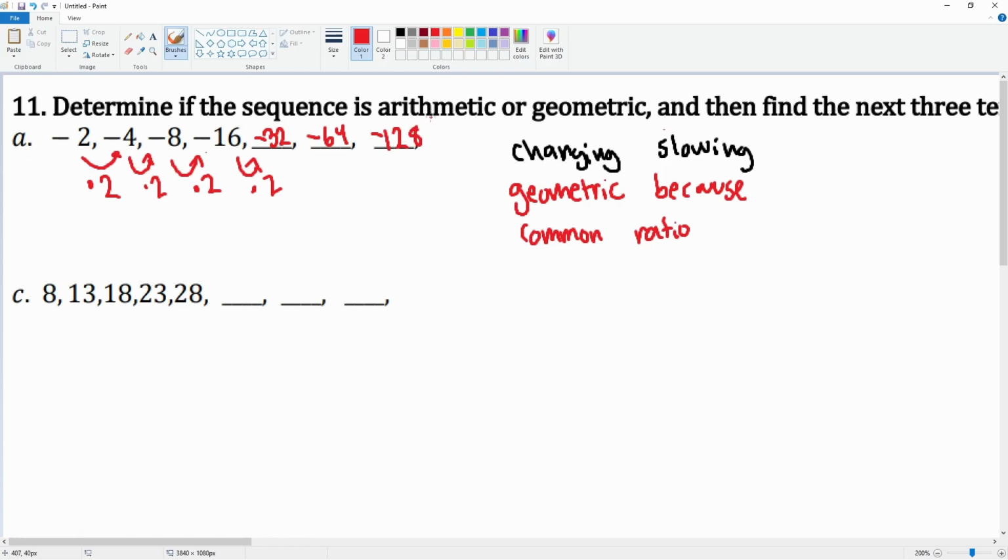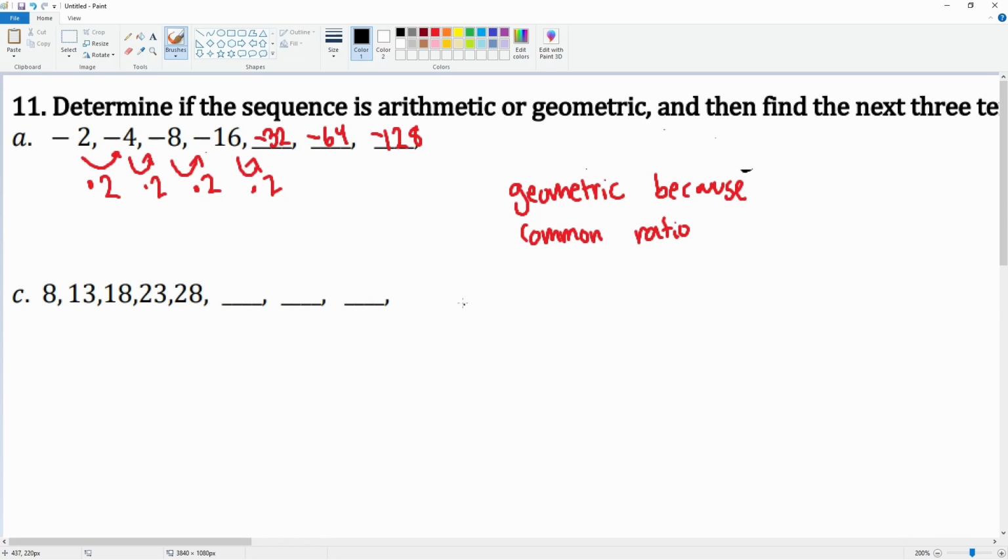Next, let's take a look at C. Okay. Let's see here. It was not changing slowly. It looked like that, but it was actually changing fast for an A. All right, let's look at B. Here, 8, 13, 18, 23, 28.